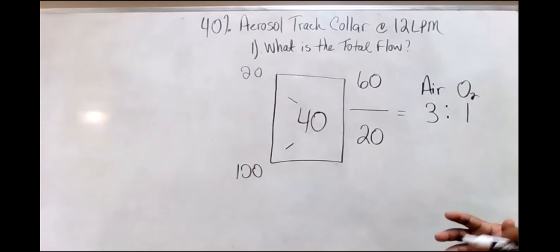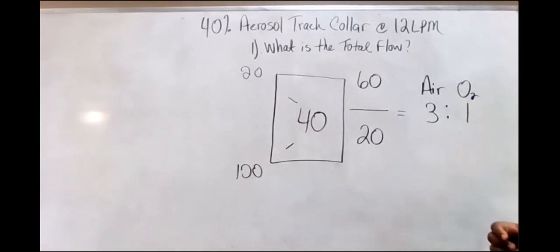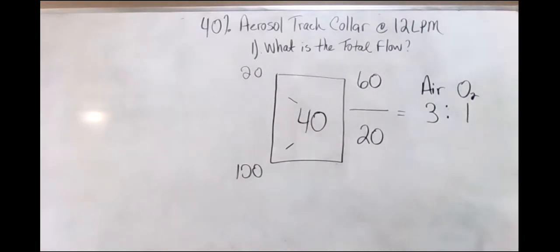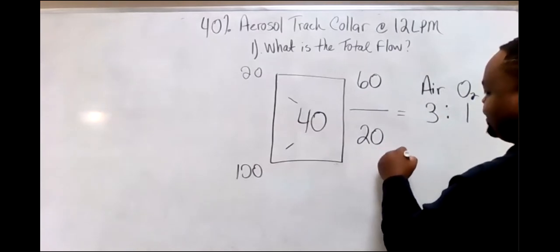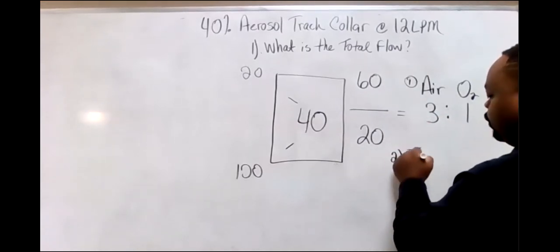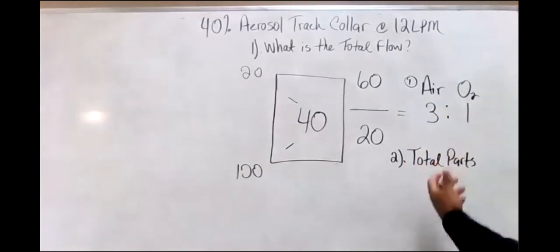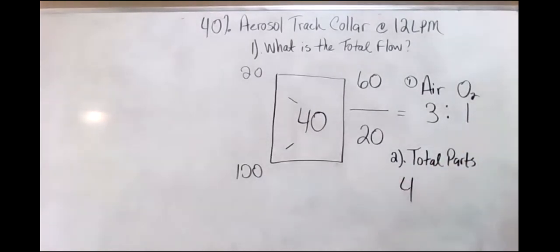The next thing I need to do is find the total parts. If I have 3 parts air, 1 part oxygen, what's the total parts? Four. Okay. So this is the air to oxygen ratio, and the next thing is total parts. I have three parts air, one part oxygen, so I have a total of what? Four. Four total parts.